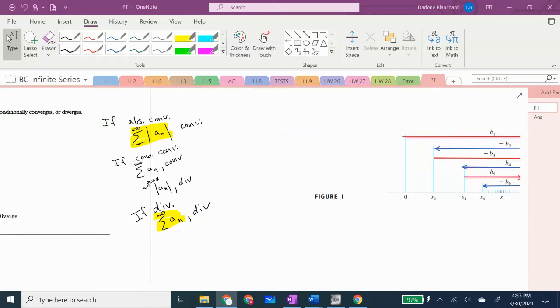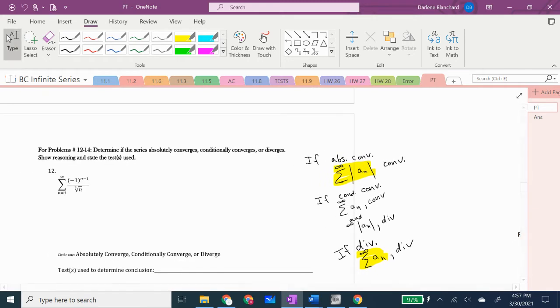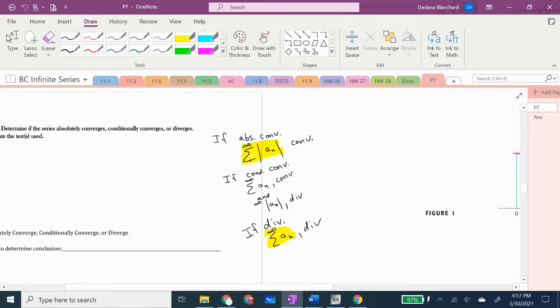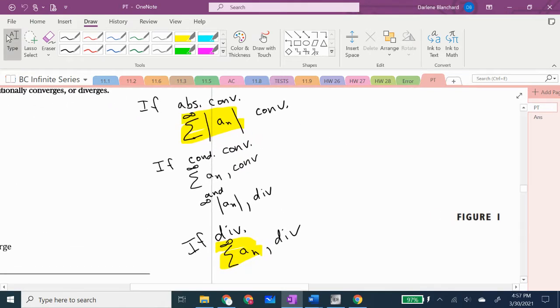Okay, absolute conditional convergence as well as divergence. I'm looking at problems 12 through 14 on the practice test. First of all, I want to make sure you're clear that if you take the absolute value of the terms and then determine if that different series converges, you have absolute convergence on the original a sub n series.